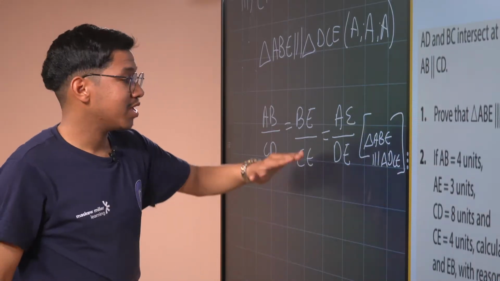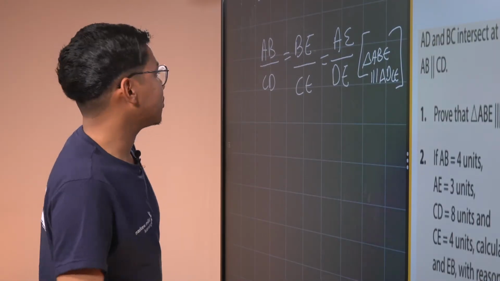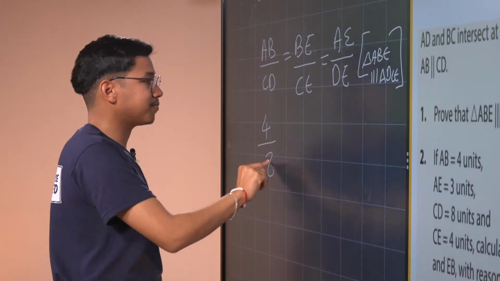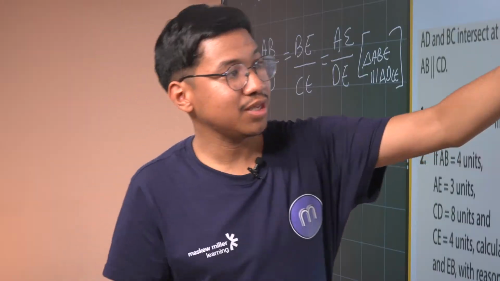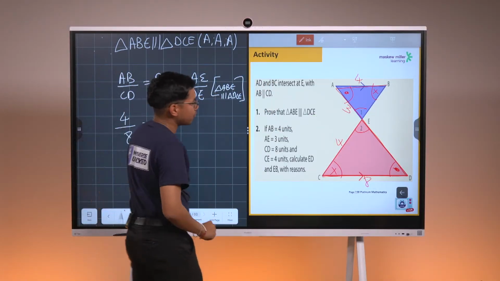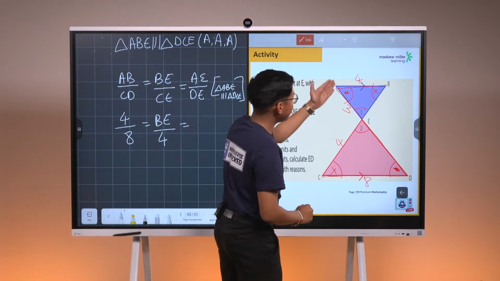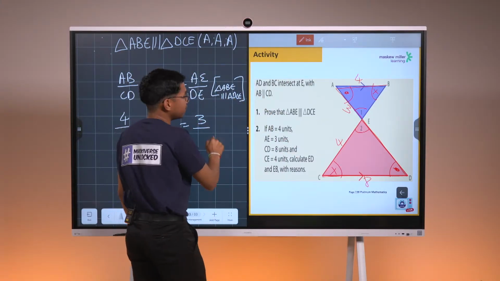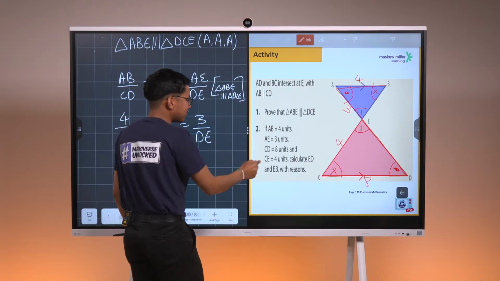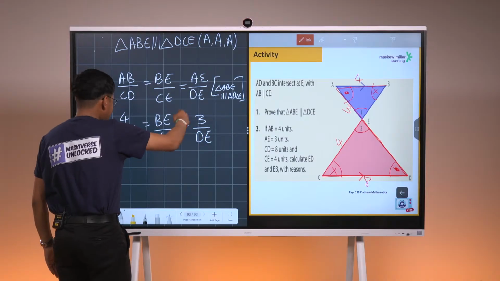All I do now is substitute my points. Maybe I can quickly do that with you, right? So AB is 4 units over CD, which is 8, is equal to BE. I don't know what BE is, so I'm going to leave it, over CE. CE is 4, is equal to AE. AE is 3, over DE. DE, I don't know. So guys, what are they asking us for? They're asking us for ED. Where's ED? Here it is. ED, DE, the same thing.